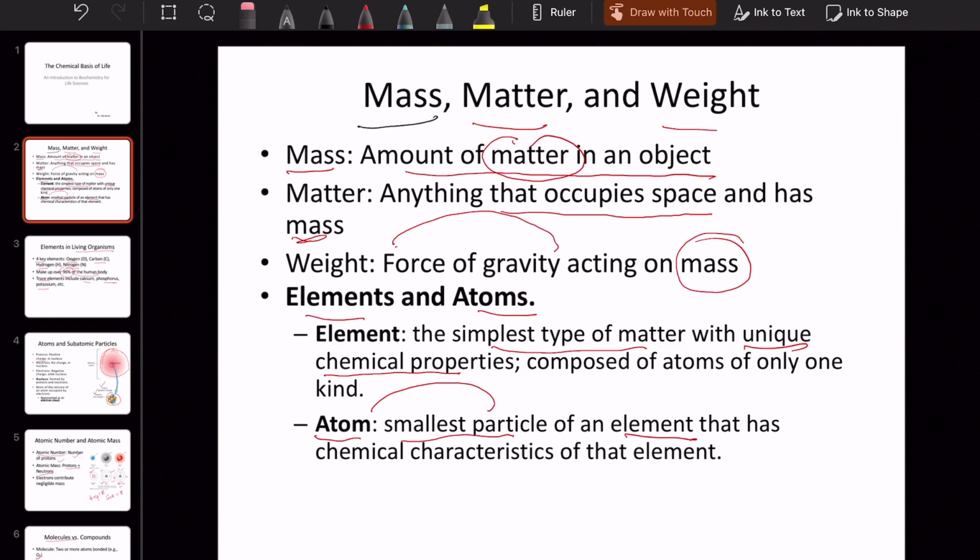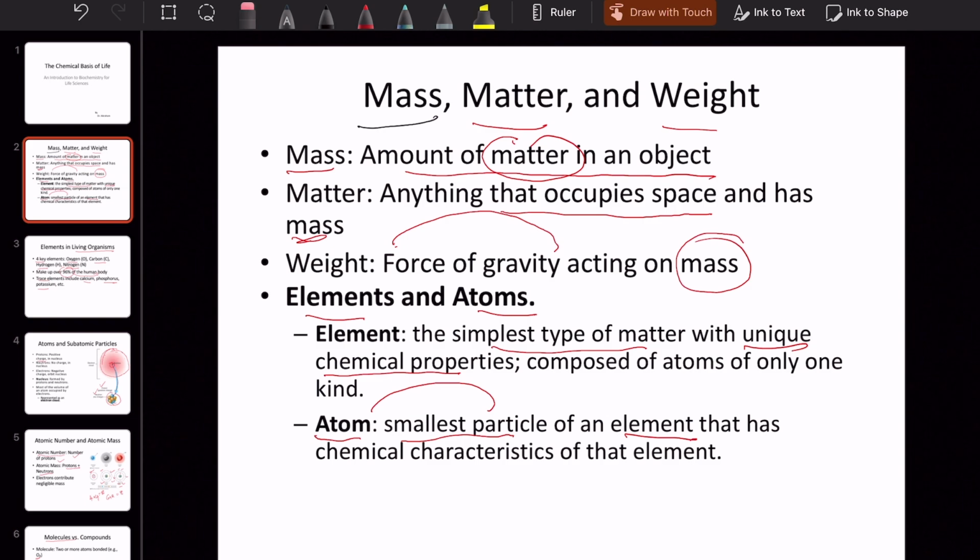For that purpose, we're going to see some definitions: mass, matter, weight, and some others are coming. Make sure you write them down and know those things. What is matter? Matter is anything that occupies space. For example, you are sitting on a chair, so you occupy space. Your computer occupies space. So those all are matter.